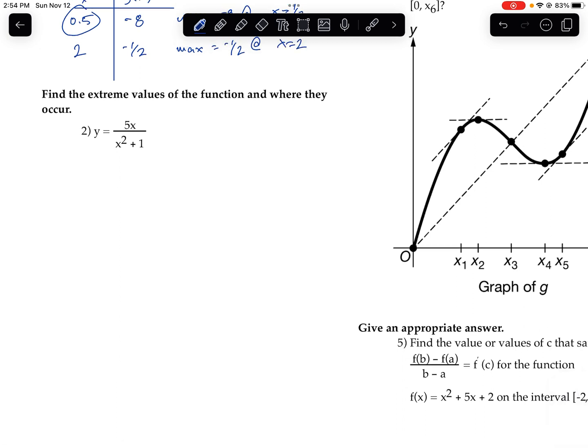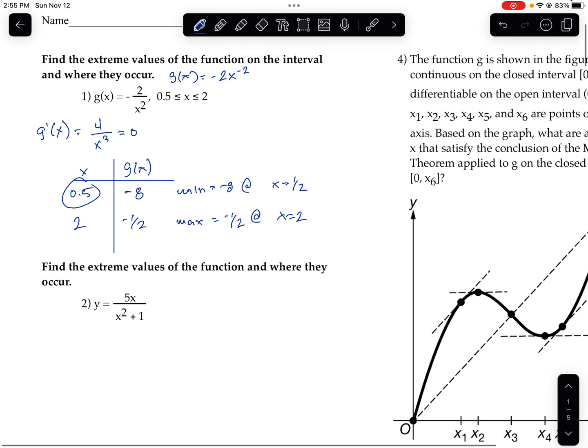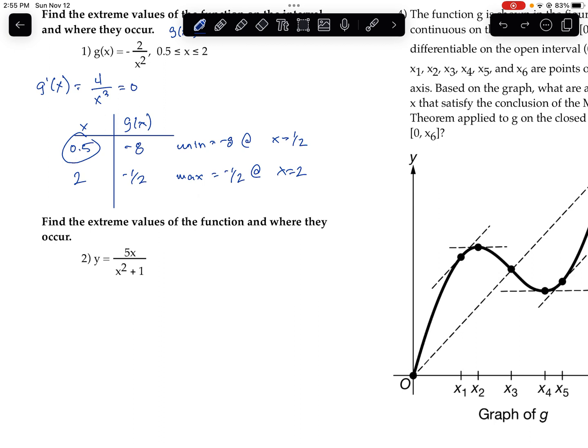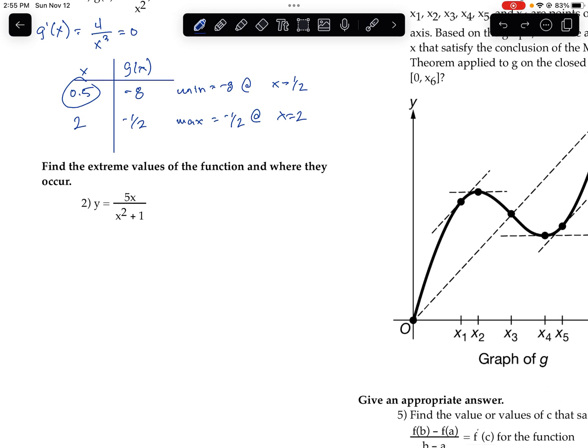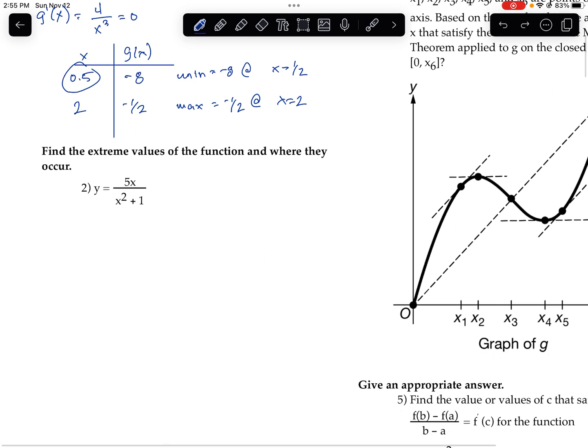So, alright, for 2, find the extreme values of the function and where they occur. So, similar problem, except not over a given interval. It's just the domain of the function. So, we don't have endpoints to test. I'm just going to use the first derivative test. So, we're going to need the derivative.